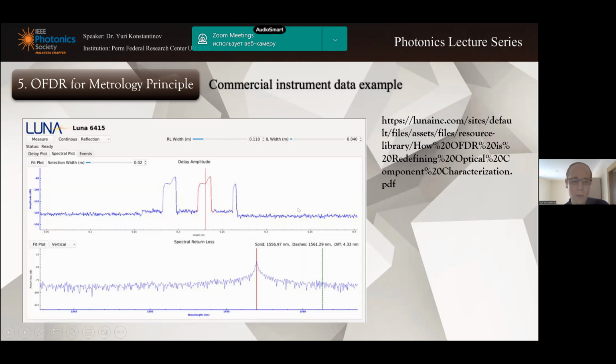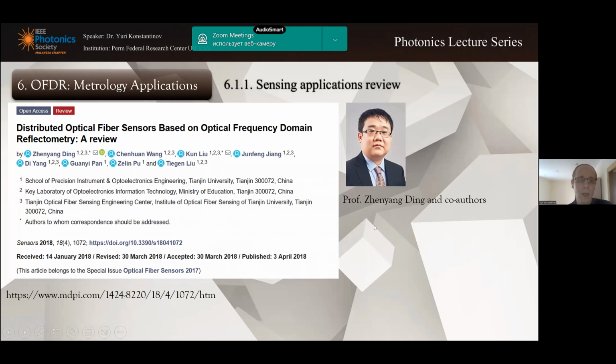Additionally, we can use another window and put the marker and see the spectrum at each point. It's very useful because we have the tunable laser source, which means that we can provide spectrum scanning. And moving this marker, we can see the spectrum at every point. I think this is very good.